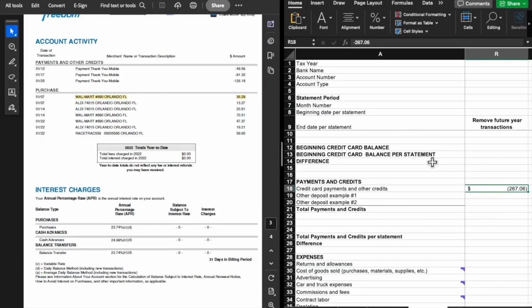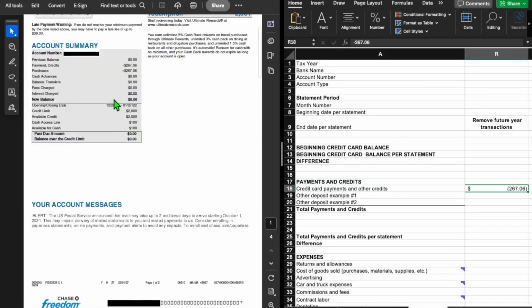So even though you don't really need to do this, I just like to do this for consistency. I remove the payments that happened in January. You don't need to do this. That won't affect your tax return or the summary in any way. I just like to do it to be consistent. So I added up pretty much all the payments that were here. The total payments were 267, so I put 267 right there.